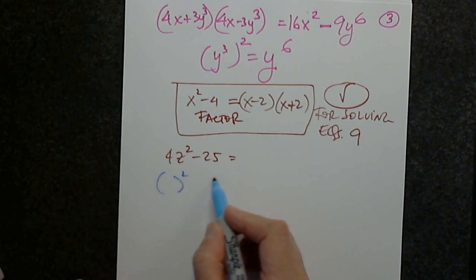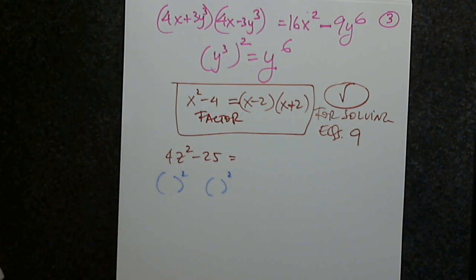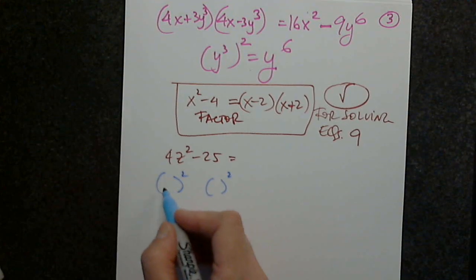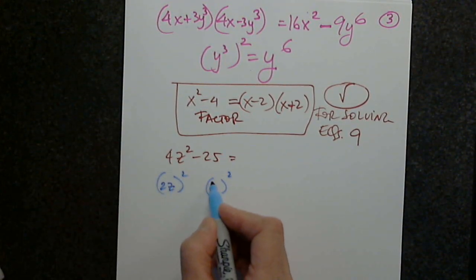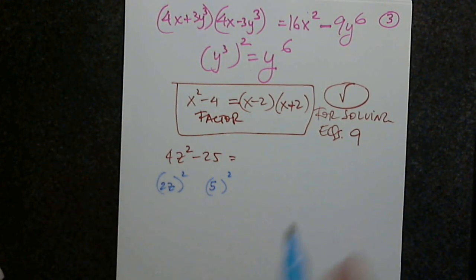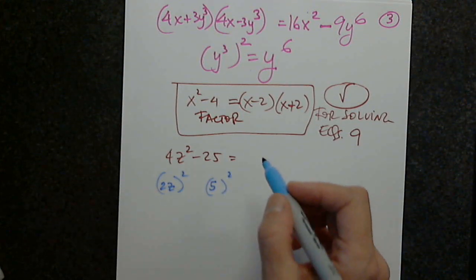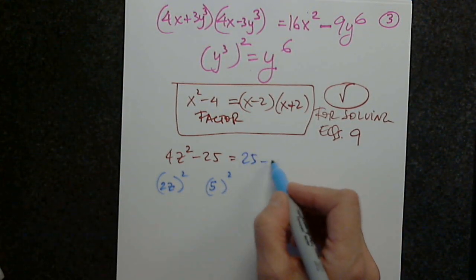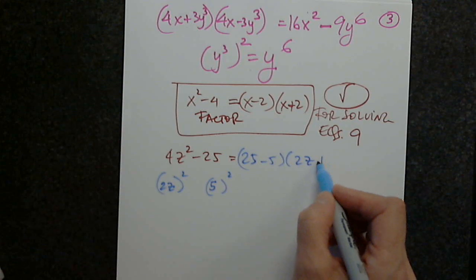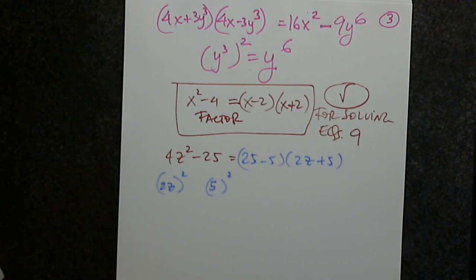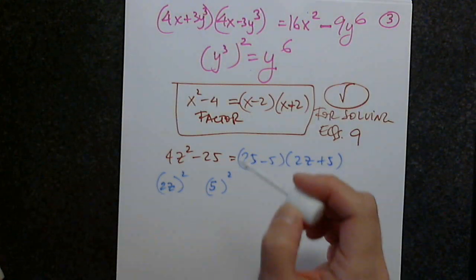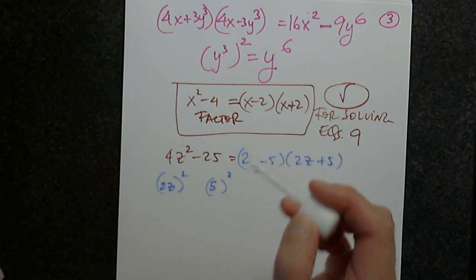And what term squared is this and what term squared is that? So it's 2z and 5. And now how will you factor this? 2z plus 5 and 2z minus 5. Yes. Yep, exactly. 2z minus 5 and 2z plus 5, correct.